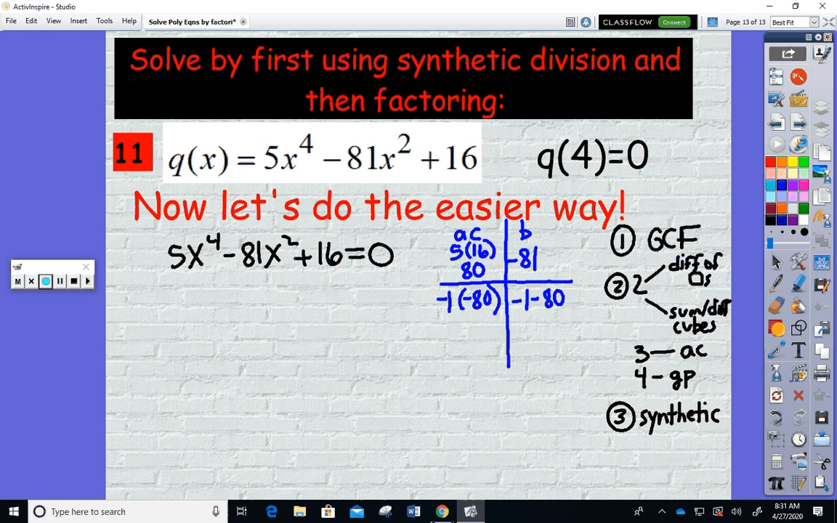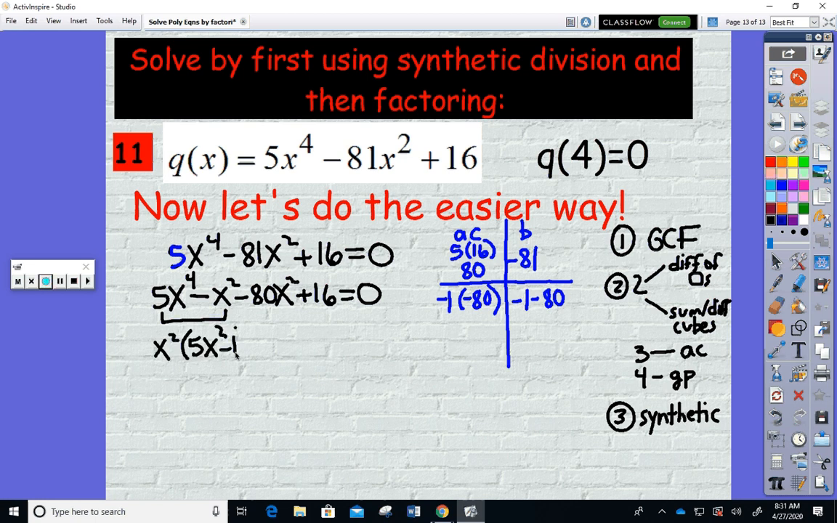Since this is 5, not 1, I need to do all the steps. Remember, if it's 1x to the fourth, there's a shortcut. If it's anything other than 1x to the fourth, there's not a shortcut. So let me make this 1x squared minus 80x squared. So right here, x squared is my GCF.